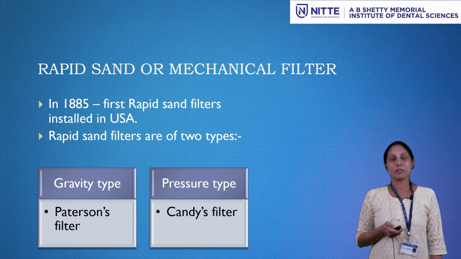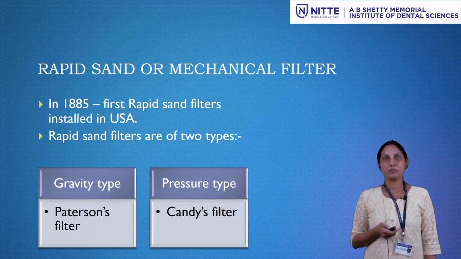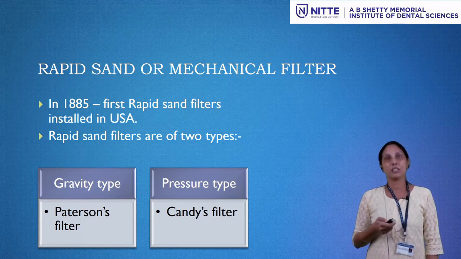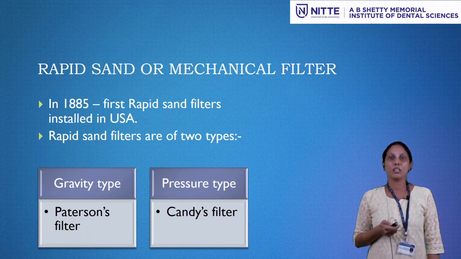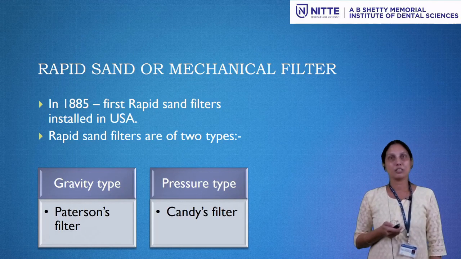For the gravity type, the example is the Paterson's filter. The water percolates down through the rapid sand filter by the use of natural gravity. In the pressure type, pressure is applied by a constant flow of head of water. An example of the pressure type of filter is the Candy filter.